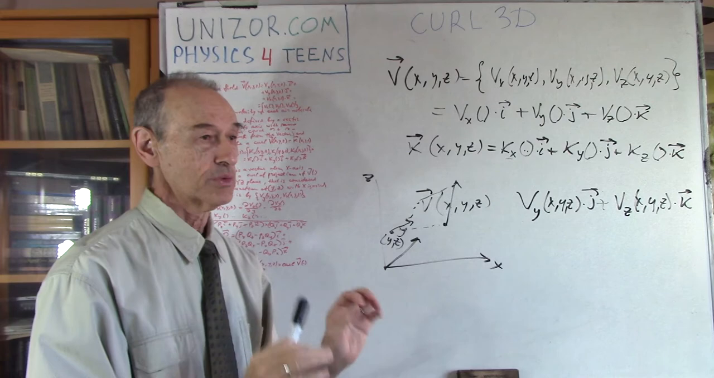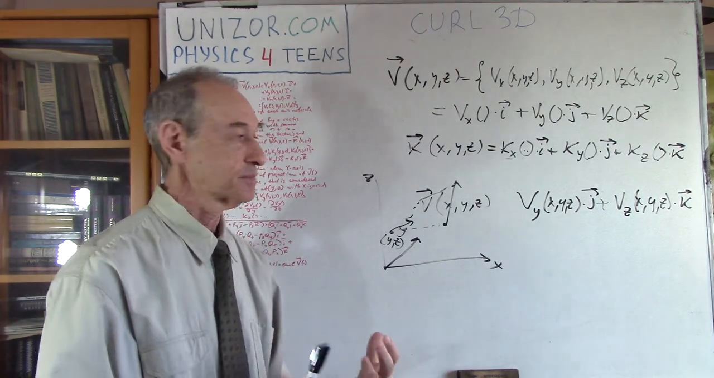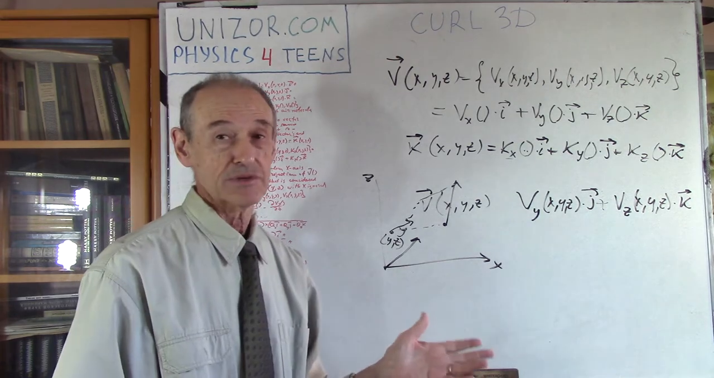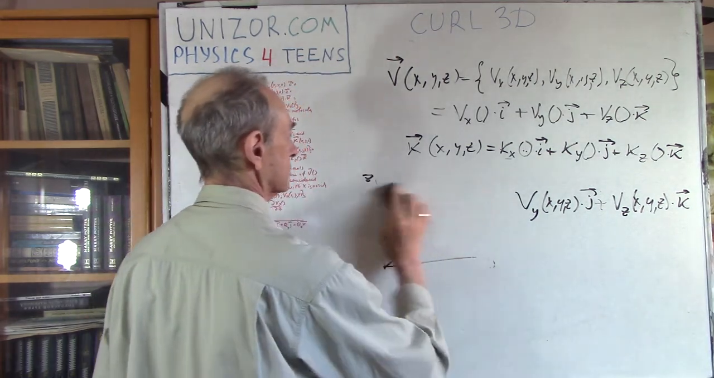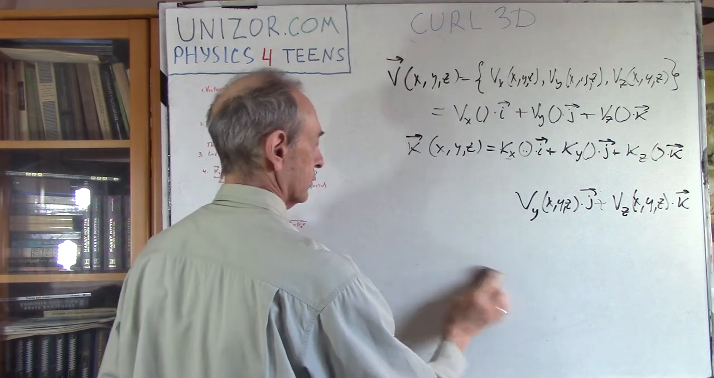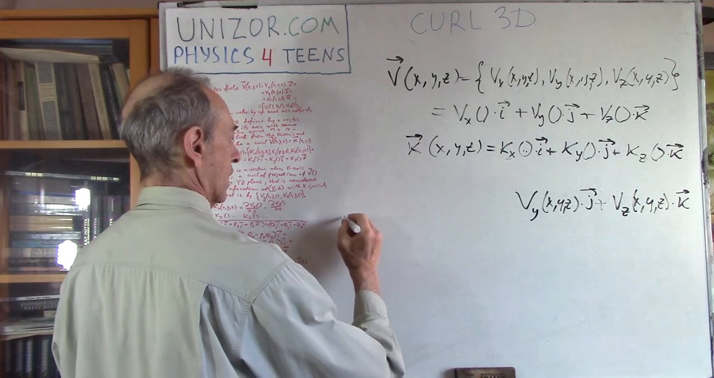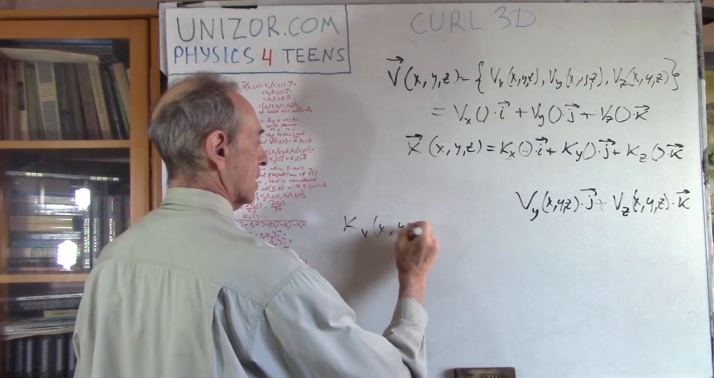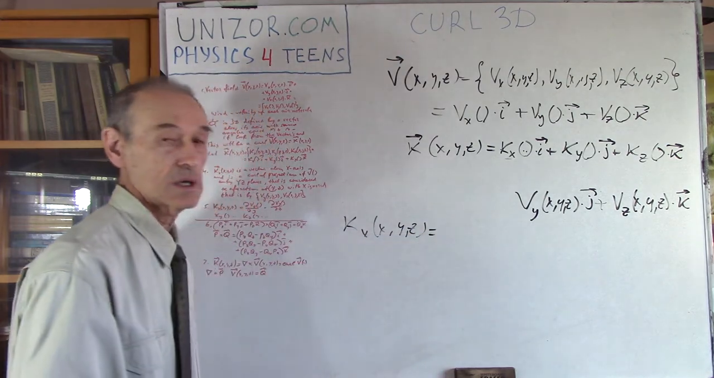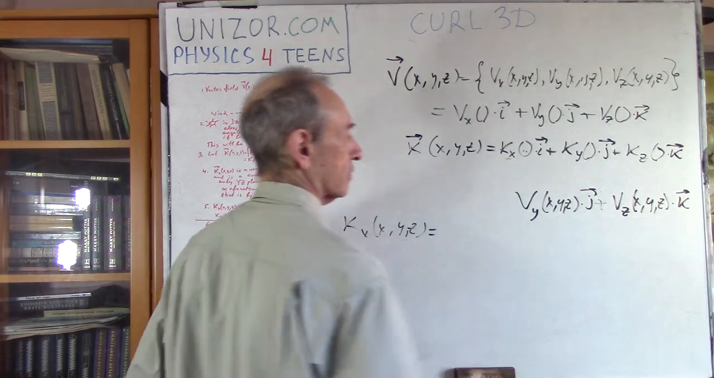This is the most important thing, and you really have to feel and understand it, because after that basically everything is easy. How easy? Well, very easy. It means that kx of x, y, z is a curl of this vector.